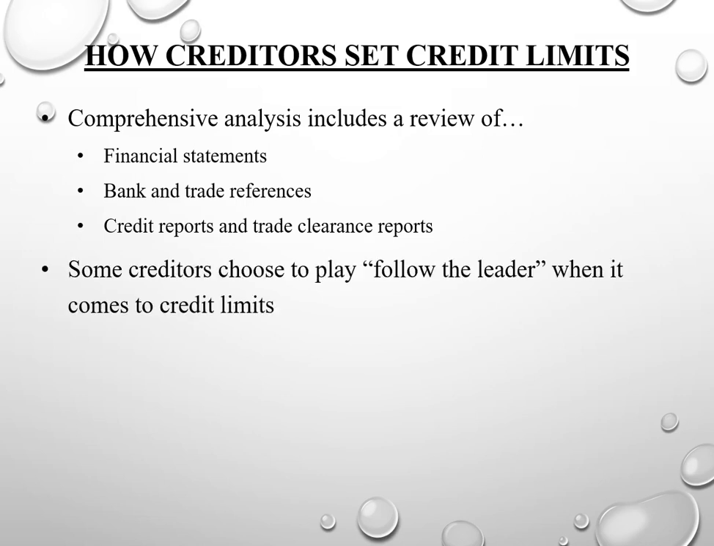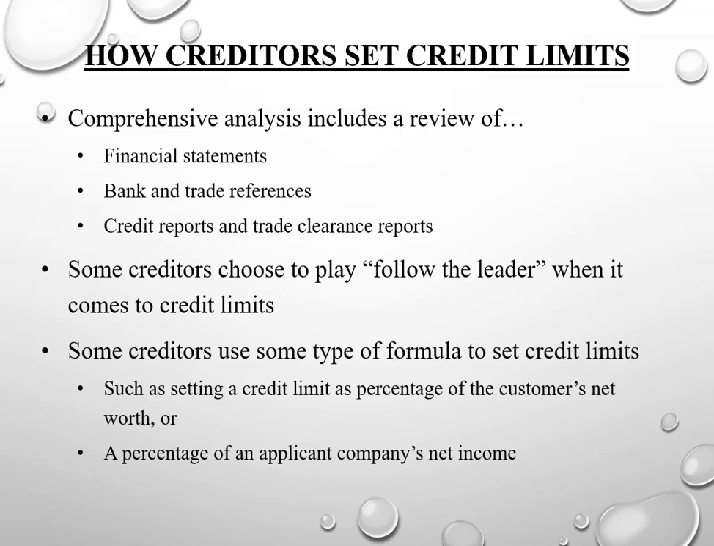Some creditor companies to this day establish their credit limits by doing what I refer to simply as follow the leader. What they do when it comes to setting credit limits is they obtain a credit report or they pull a trade clearance report, perhaps from their industry credit group. They look at that credit report, they determine a high credit based on the amount of credit that other creditor companies are extending to that particular customer or applicant company. Thus, they are following the leader as it relates to credit limits.